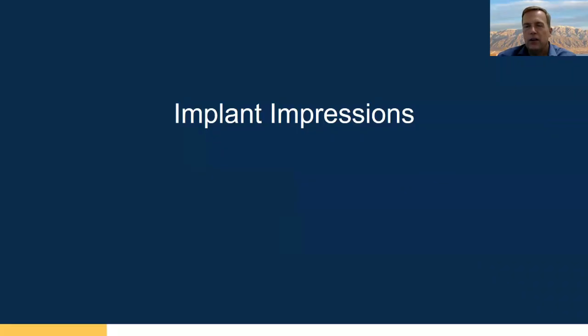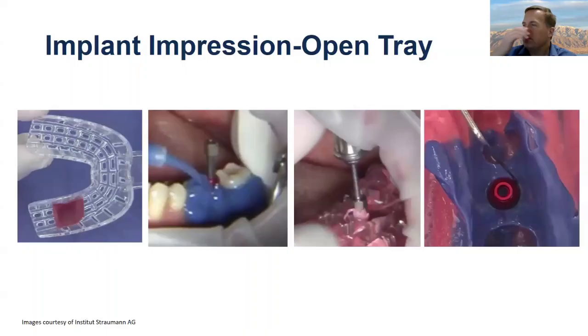Implant impressions. Let's talk about different techniques. So open tray. Again, today, the best way to take an implant impression is with a scan body and an intraoral scanner. But there are going to be some times when you want to or need to take an impression. So the first thing you want to keep in mind is that open tray impressions are always better than closed tray impressions.